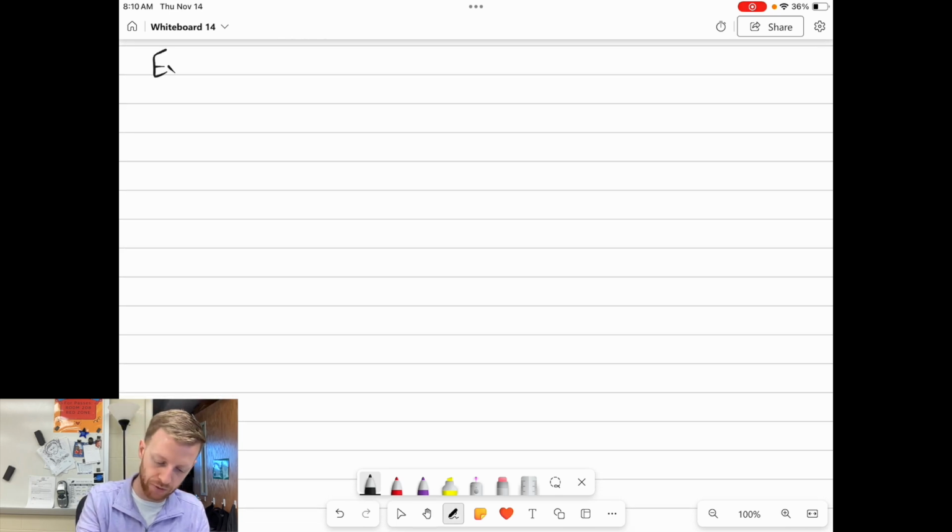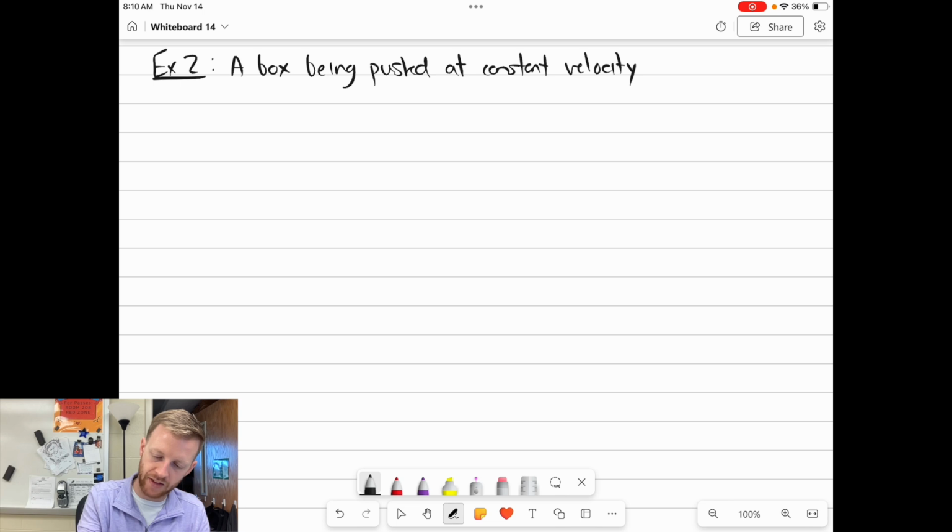So example 2, we have a box being pushed at constant velocity. Now that should tip you off. Constant velocity means acceleration is 0, so we need all of our forces to cancel out in the end. So I'm going to draw a box here. We know we're going to have a velocity pointed in that direction. Here's my person pushing the box.